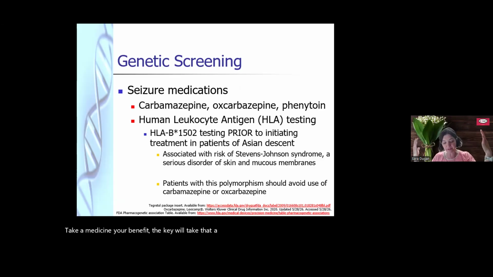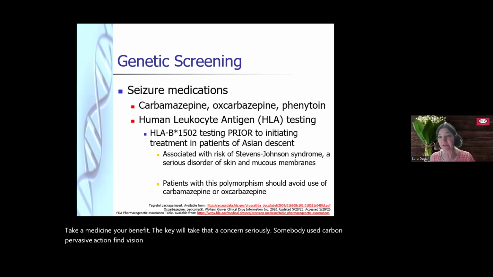So they can develop something called Stevens-Johnson syndrome. So they can develop a rash that can go head to toe. It can create inflammation and problems with the mucous membranes. It may lead to some of the skin sloughing off, and it can progress to organ damage. It may potentially be lethal. That would be a terrible adverse effect that we're trying to avoid.